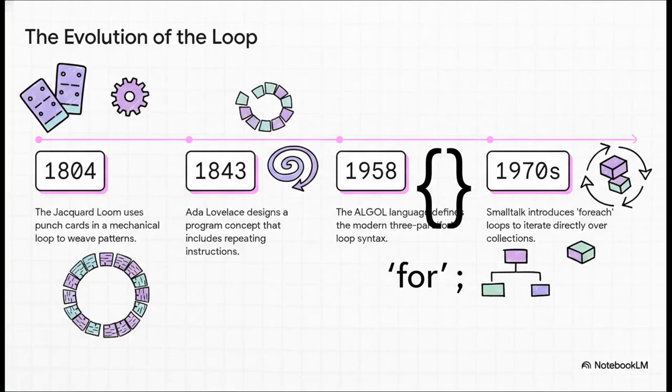I mean, it shows the idea of a loop starts way back in 1804 with the Jacquard loom, a machine that used punch cards in a physical loop to weave these incredibly complex patterns into fabric. Fast forward over a century to the 1950s, and we finally get the for loop syntax that programmers still use today. And then by the 70s, things got even easier with concepts like for each. It's just a great story of an idea getting refined over and over.